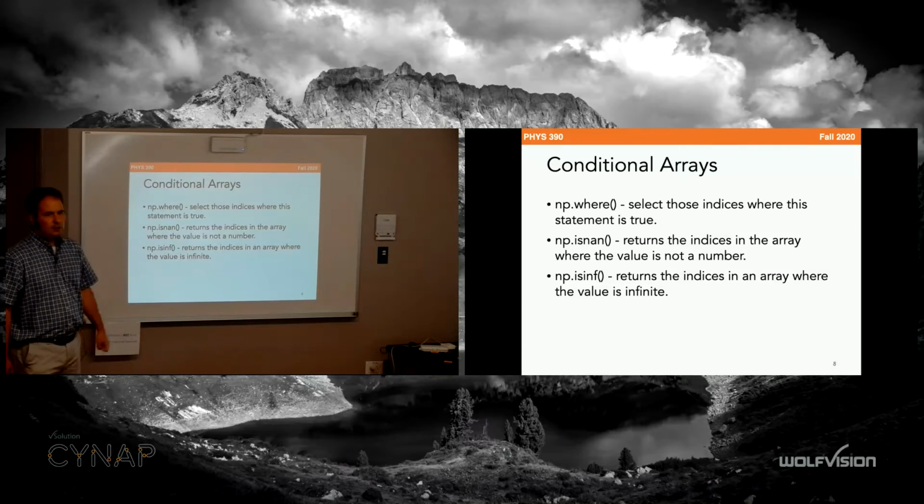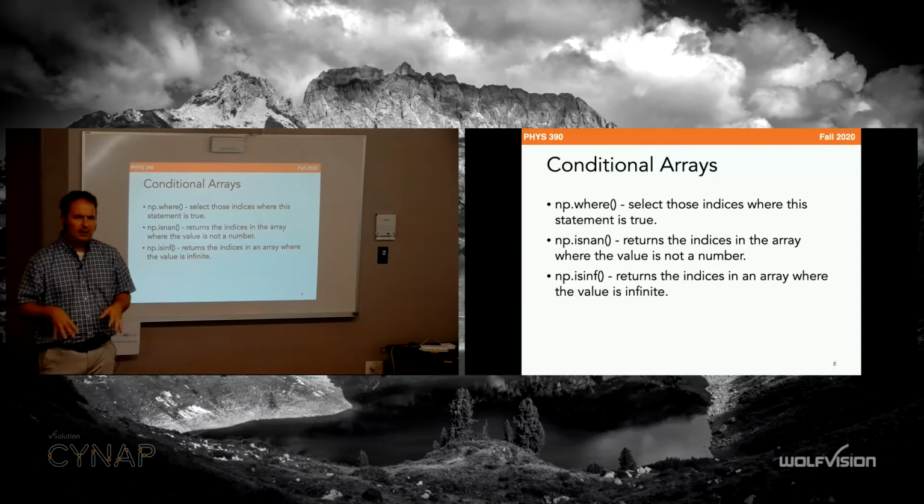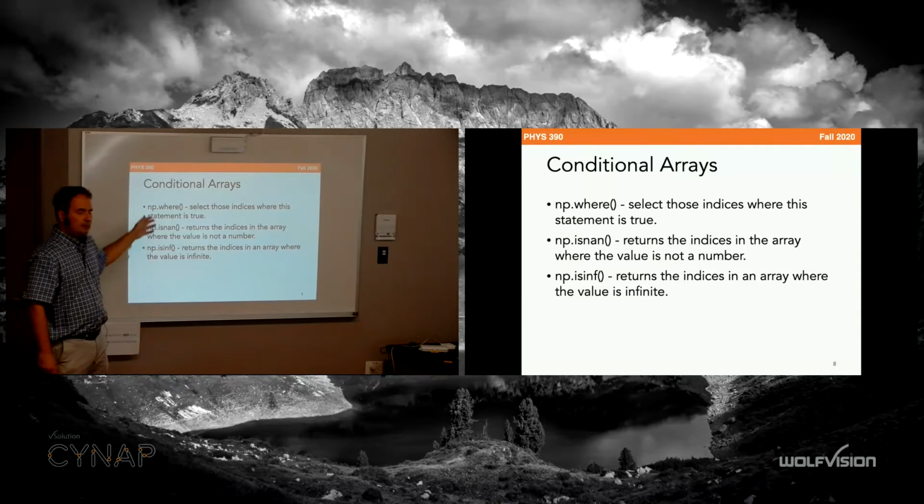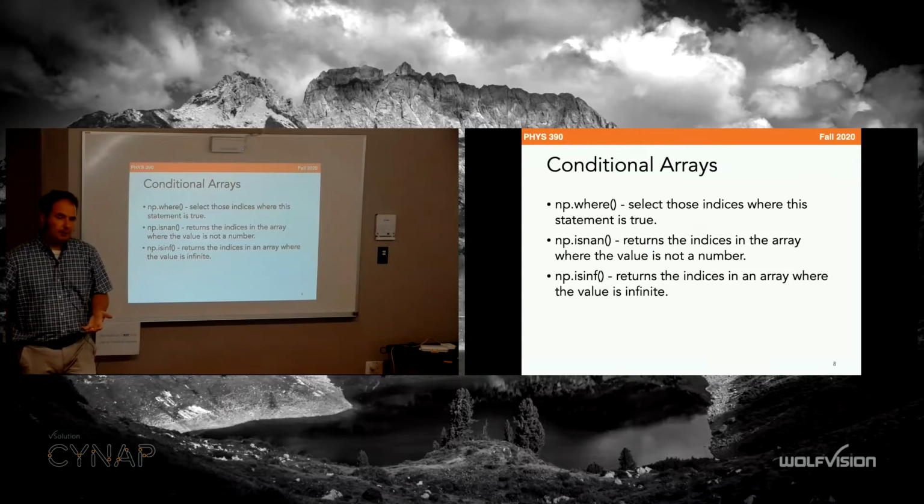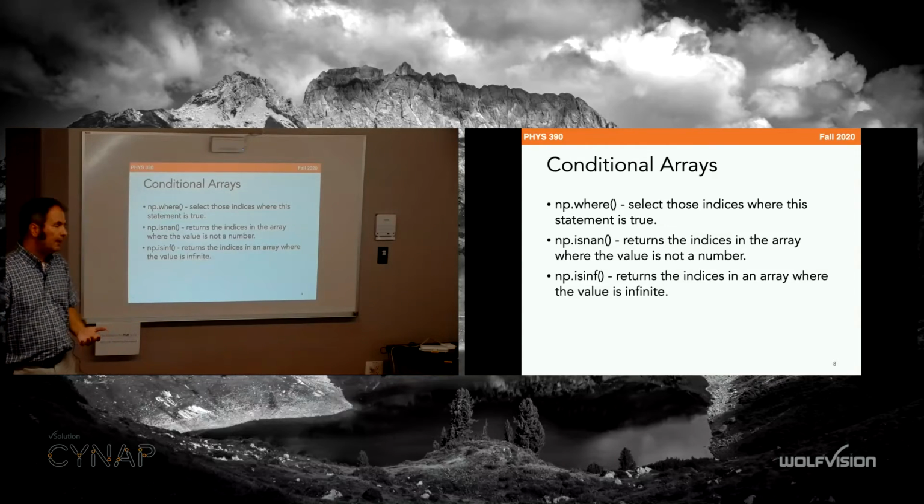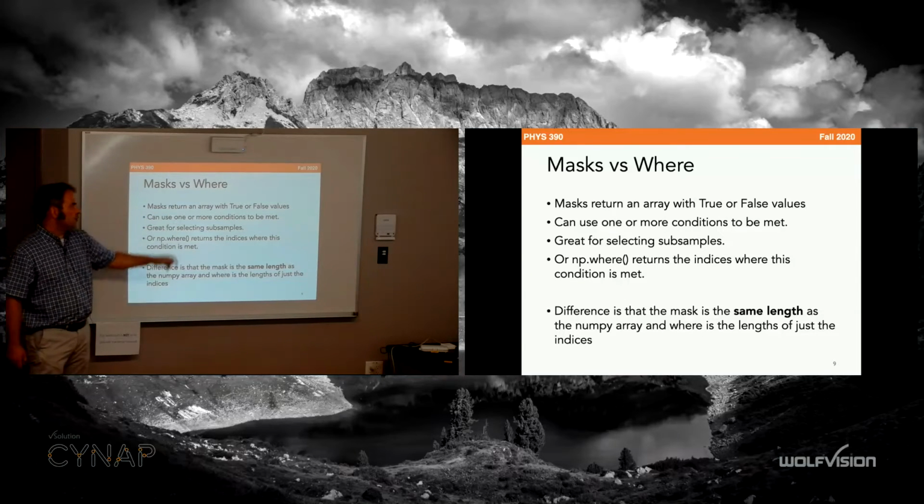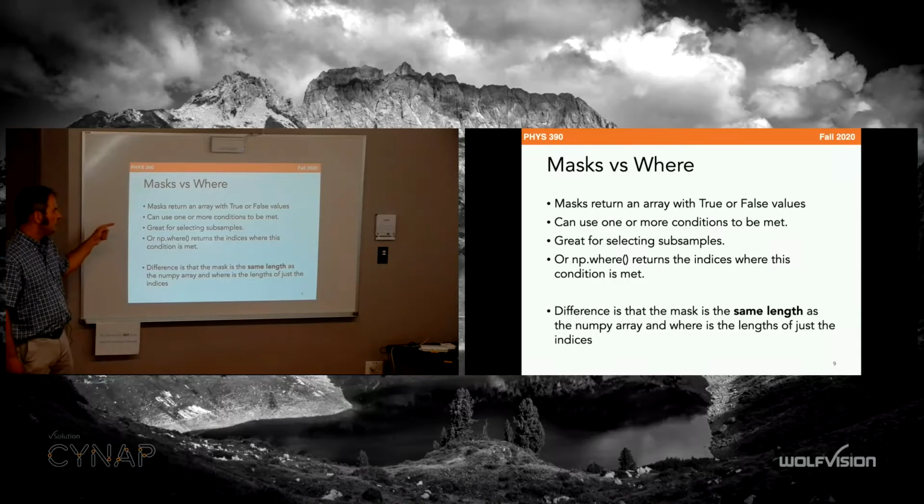And numpy where is a good way to, for instance, slice your array and say, all right, I want all the values where the temperature was below freezing. So that'll go numpy where, t data, the column that equates to the temperature, is below 0 Celsius, for example. You can't use units just yet, so you have to remember what your units in your numpy array are. So masks can return an array with true or false values. They can use one or more conditions to be met, and it's great for selecting subsamples.